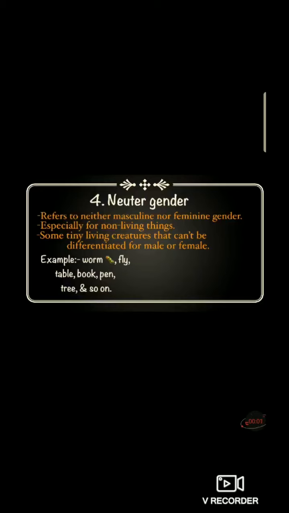Students, the fourth one, neuter gender. The definition of neuter gender is a noun that refers to neither masculine nor feminine gender, especially for non-living things, or some tiny living creature that can't be differentiated as male or female. For example, worm, fly, table, book, pen, tree, and so on.